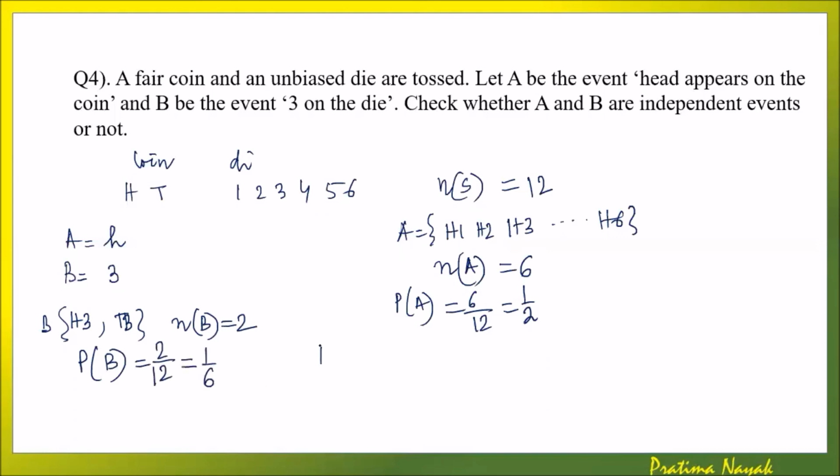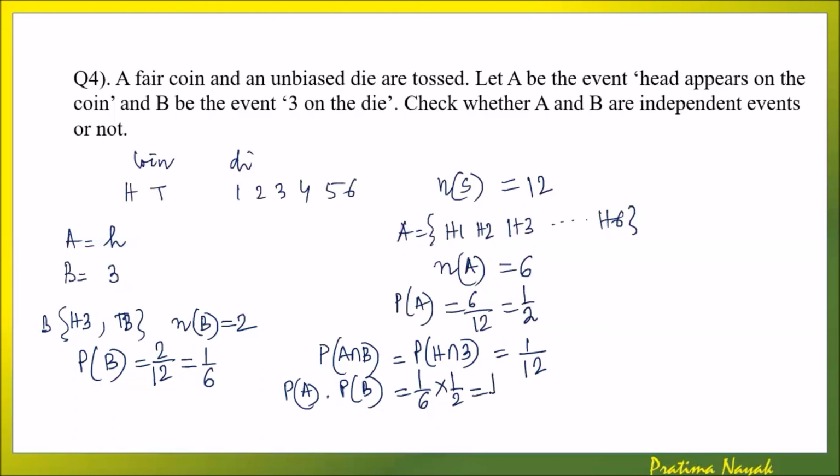Now we'll go for their intersection. A intersection B. That means it will be head as well as your 3. Head as well as 3, that is only 1. So it will be 1 by 12. Now see whether you are getting PA into PB is equal to 1 by 12 or not. Yes, it will be 1 by 12. So they are independent.